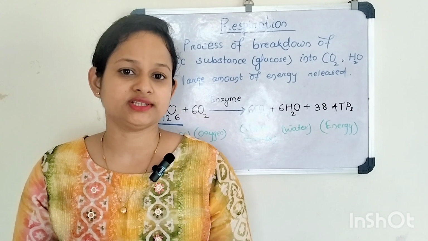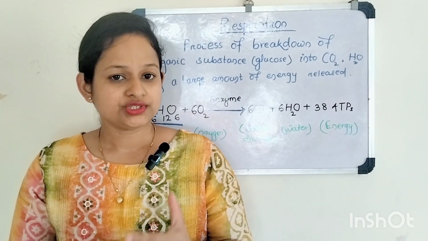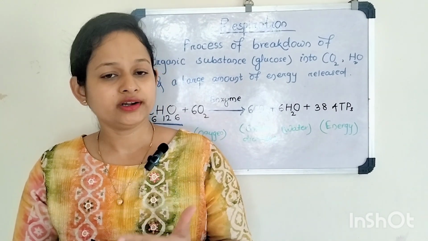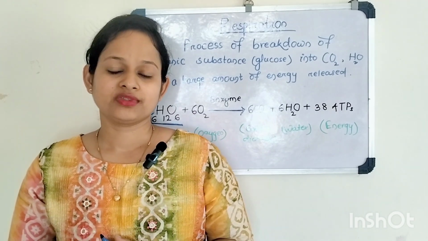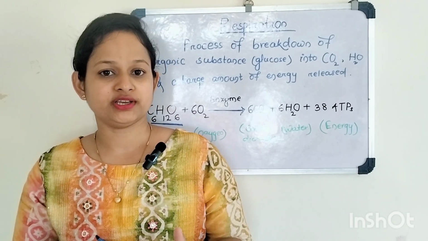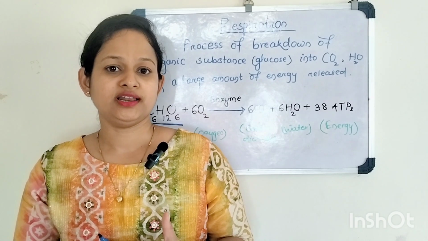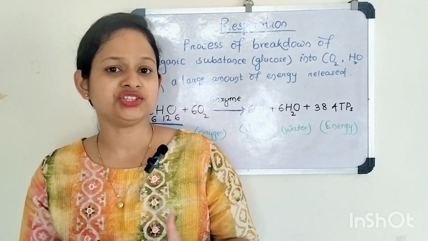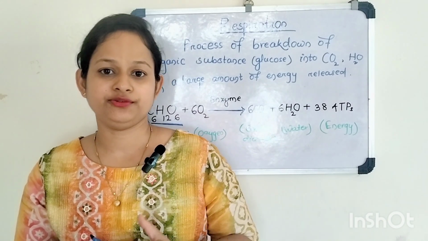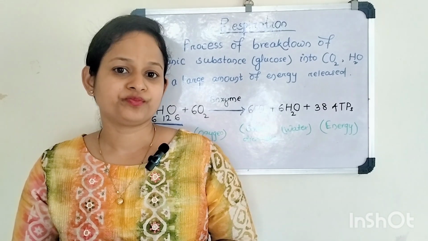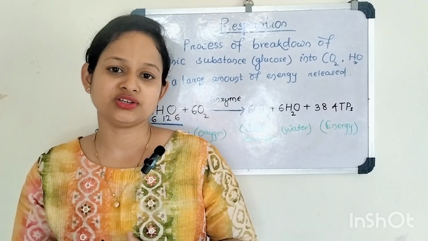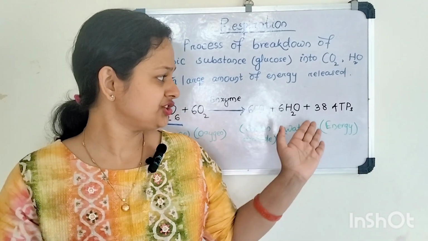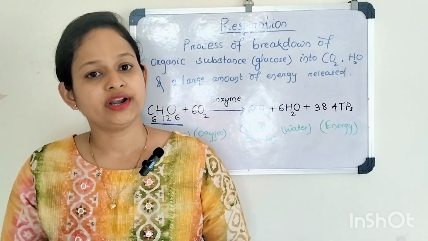So what is respiration? The process of respiration is the breakdown of organic substance, that is glucose, into carbon dioxide, water, and a large amount of energy will be released in the form of ATP. So, when one molecule of glucose undergoes oxidation, it will release 38 ATPs.